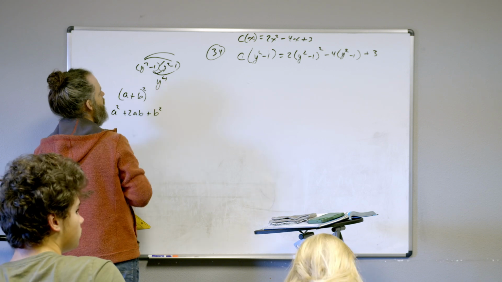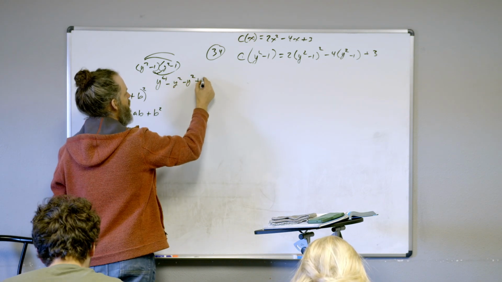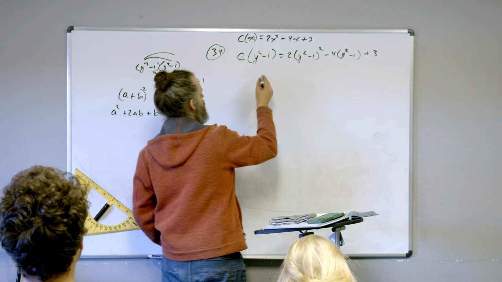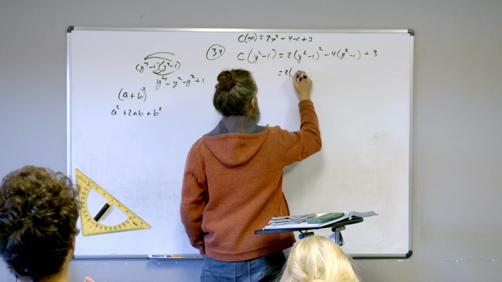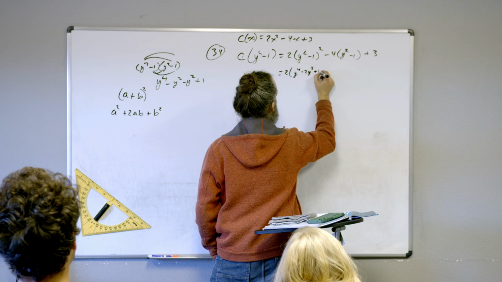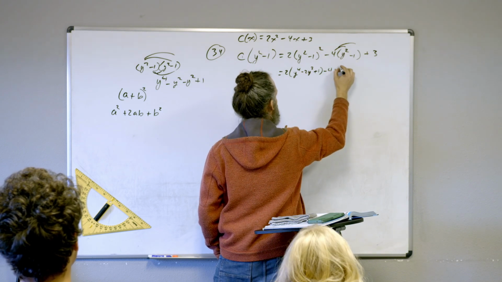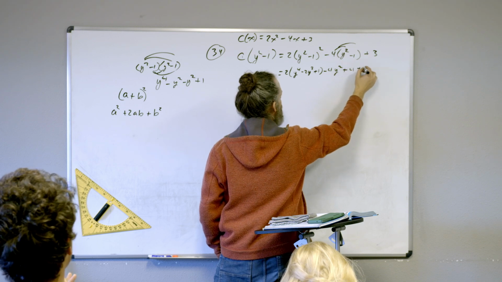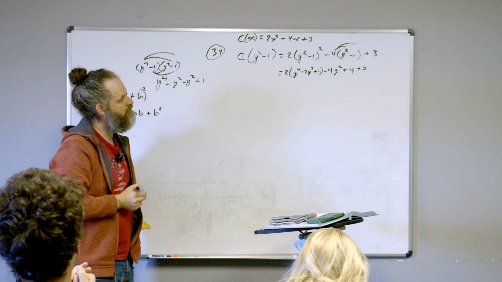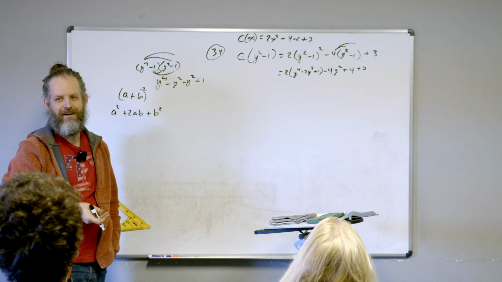So y to the 4th minus y squared plus 1. And then these would combine into negative 2y squared. So this turns into 2y times y to the 4th minus 2y squared plus 1. And this one we can go ahead and distribute, right? So negative 4y squared plus 4 plus 3. Making sense so far? Any questions? Did you figure out your mistake already? Yeah. Okay, good.